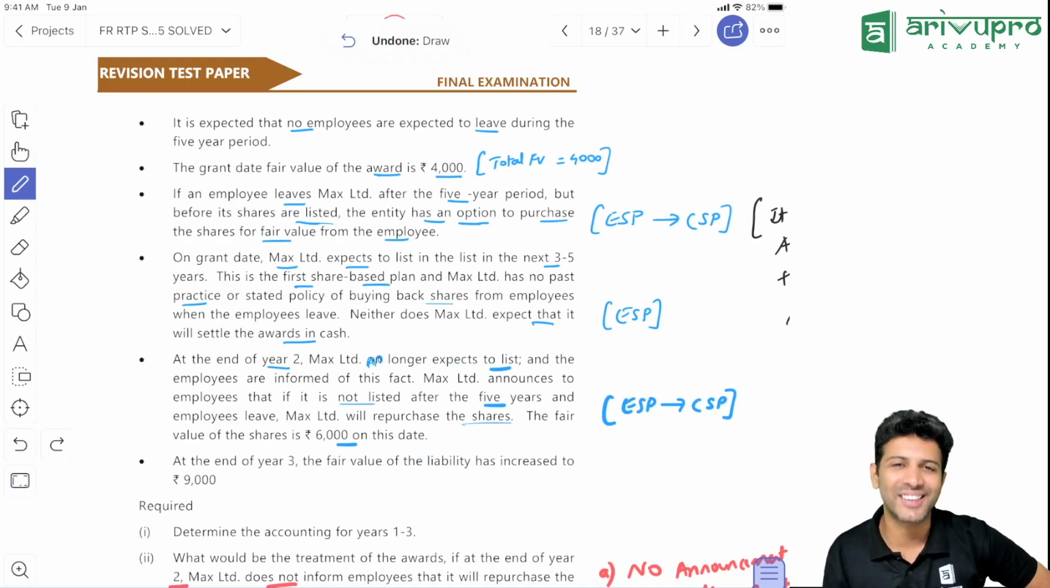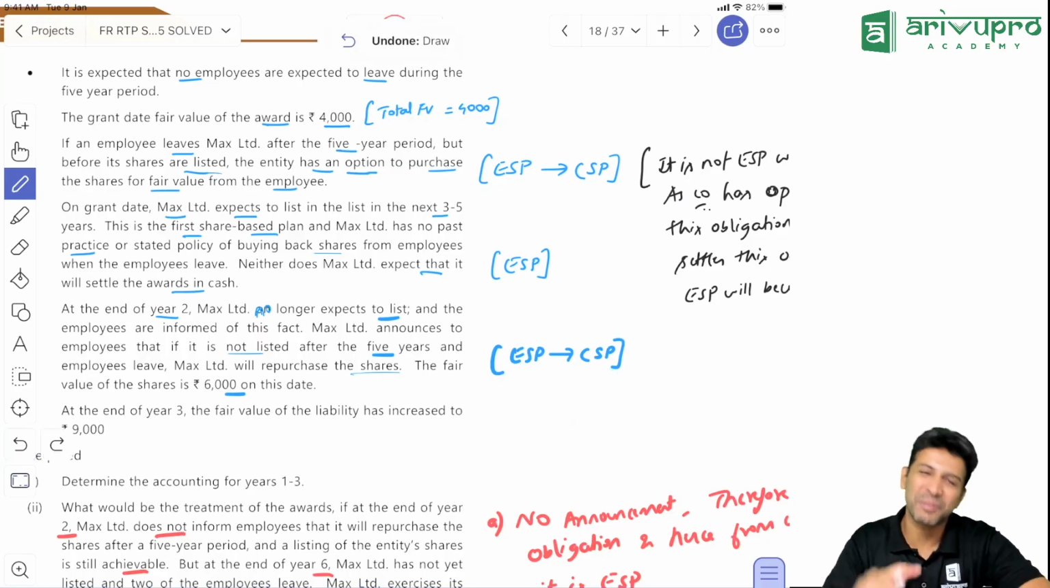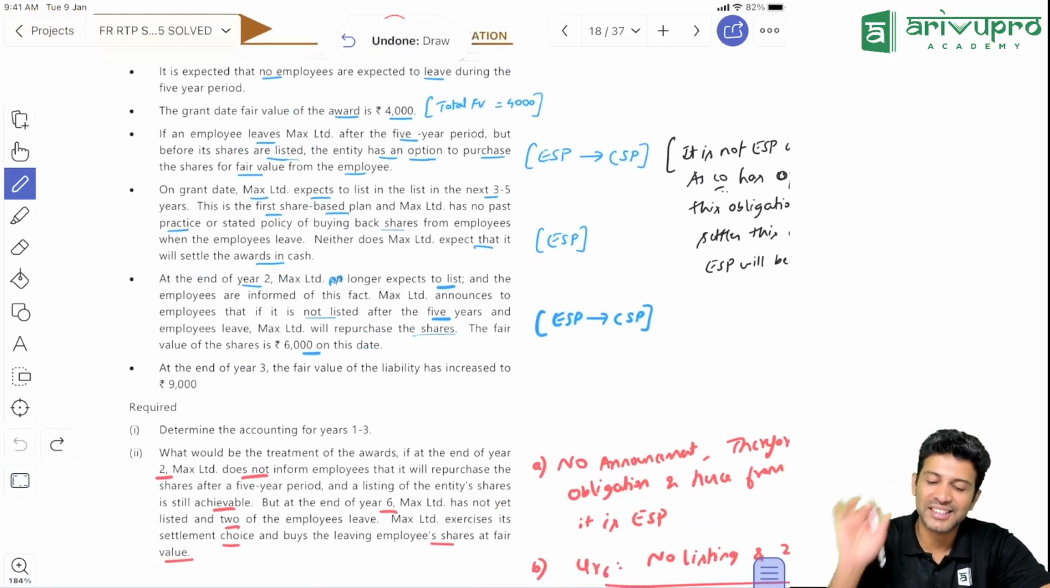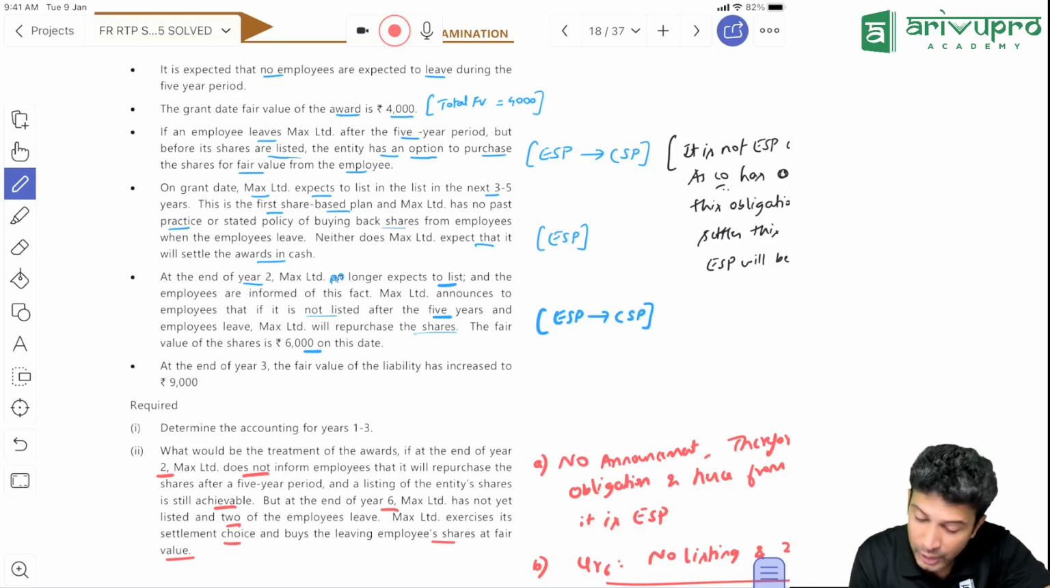That means now what, sir? Second year, from equity settled plan, this will become cash settled plan. You'll have to change your accounting, from equity settled plan to cash settled plan. I'll just give you a quick summary of things. Then we will once again read and redo it.